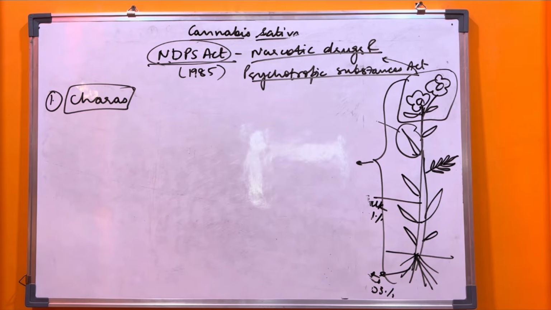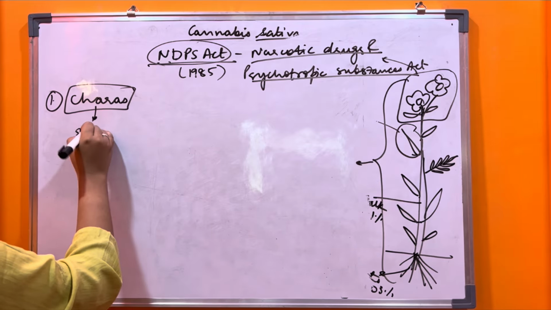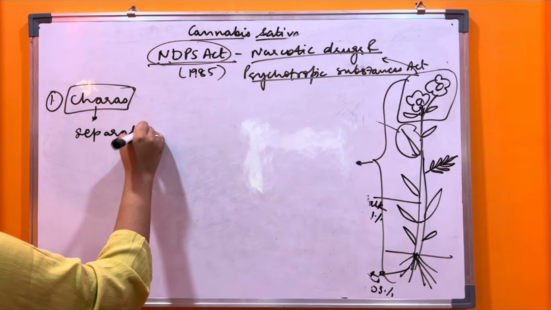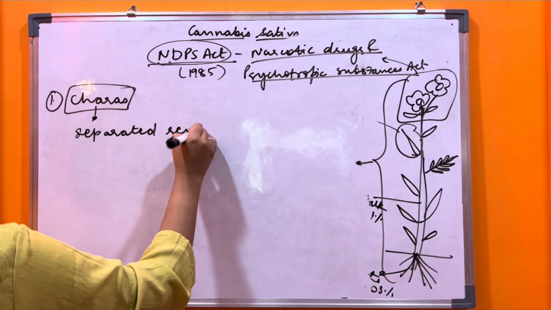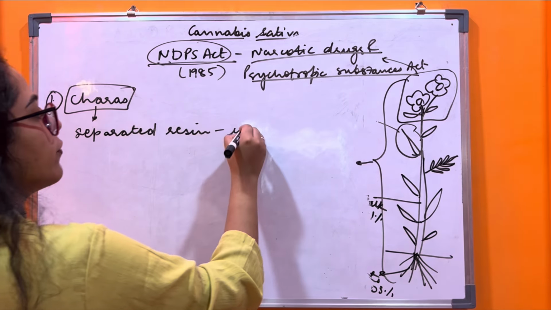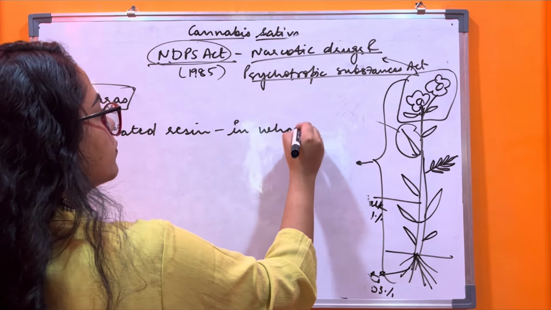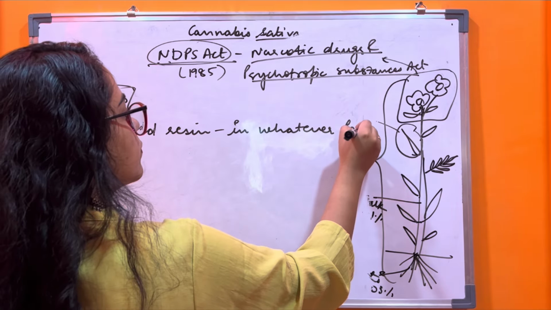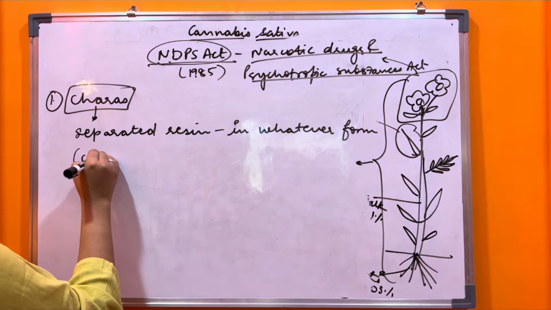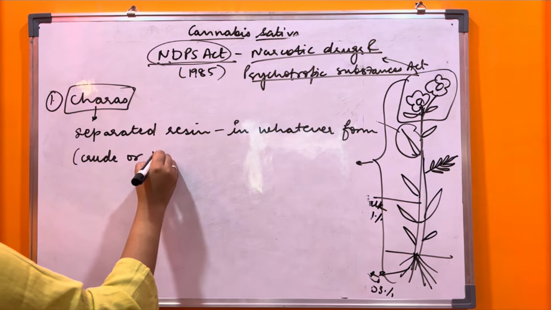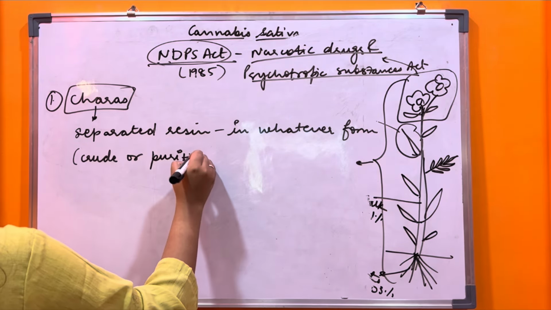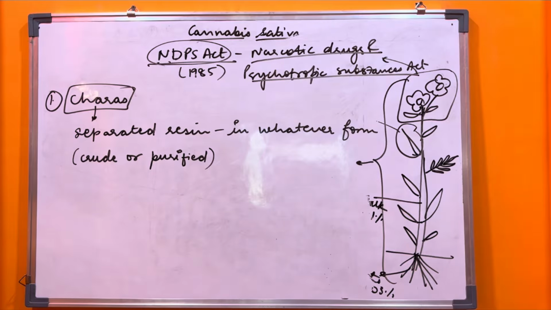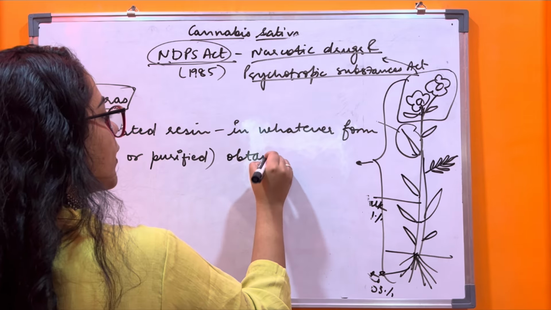First definition comes from Charas. Charas is actually a separated resin in whatever form, crude, purified. It is separated resin in whatever form, crude or purified, obtained from the plant Cannabis Sativa.